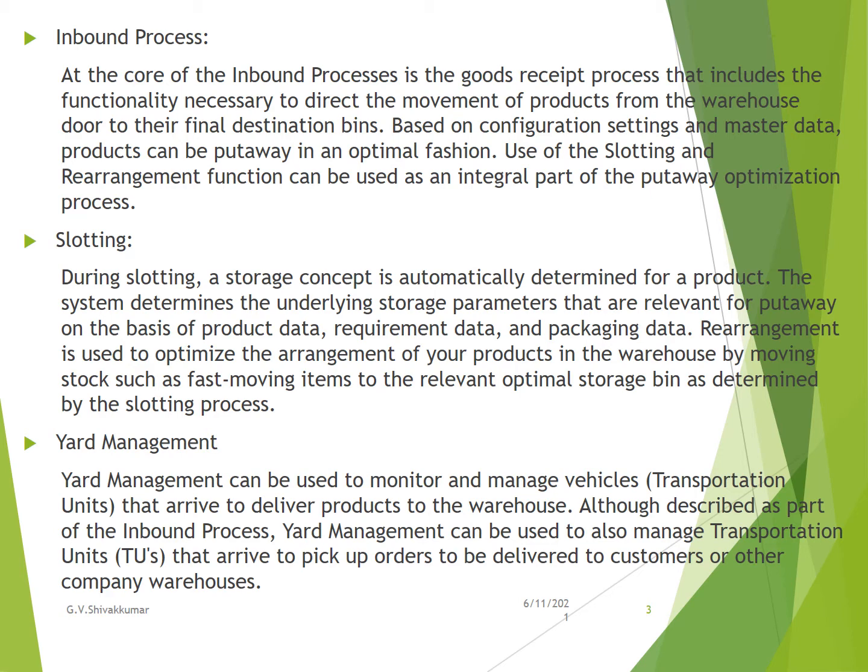At the core of the inbound process is the GR, that is the goods receipt process, which includes the functionality necessary to direct the movements of the product from the warehouse door to the final destination bins, based on the EWM configuration settings and the master data setup we have done. So products can be put away in an optimal fashion. The slotting and rearrangement function can be used as an internal part of the putaway optimization process.